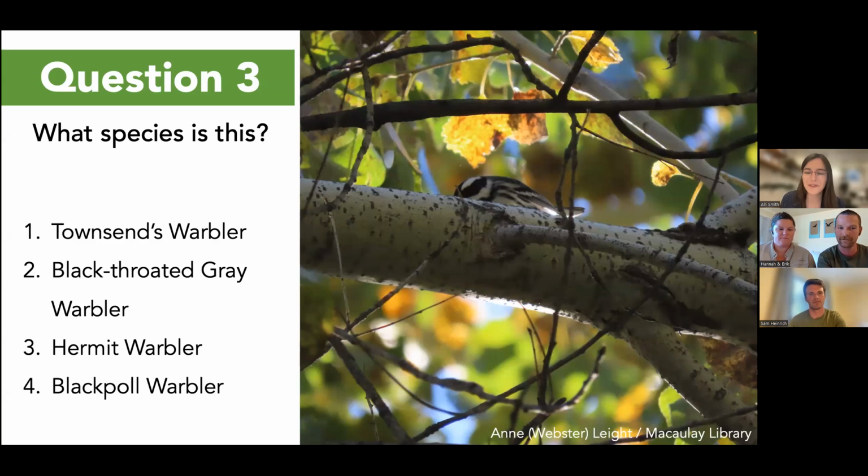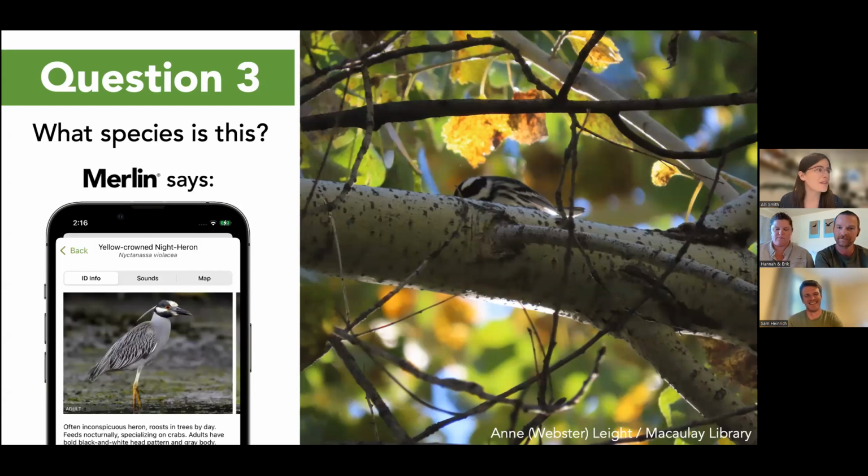All right, let's see what Merlin has to say. And I will say this one gave me a big laugh when I was putting this together. Merlin had some creative ideas about this bird. Merlin thinks that this is a yellow-crowned night heron. And honestly, I can totally see that. If this is the only part of the bird that Merlin has to go with, there are some black and white stripes on the face there. So that's an interesting take. I can guarantee that this is not a night heron. But let's take a look at what the actual answer is.